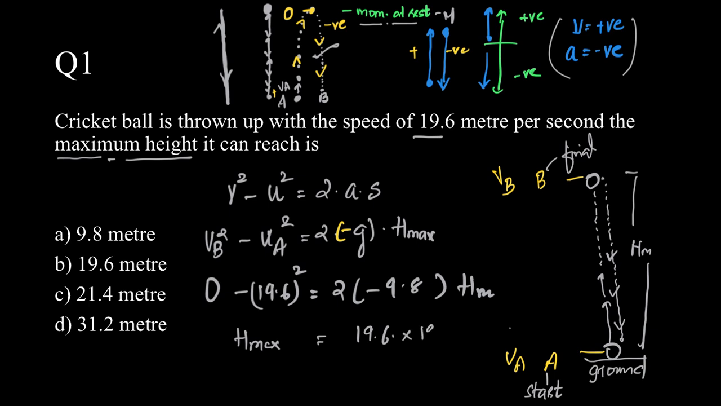H max would now be equal to 19.6 times 19.6 the whole upon 2 into 9.8. So 9.8 into 2 is 19.6. 19.6 and 19.6 will cancel off. So what we have is 19.6. Therefore, the correct answer is option B.